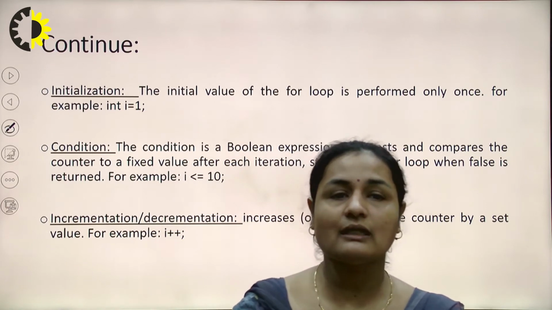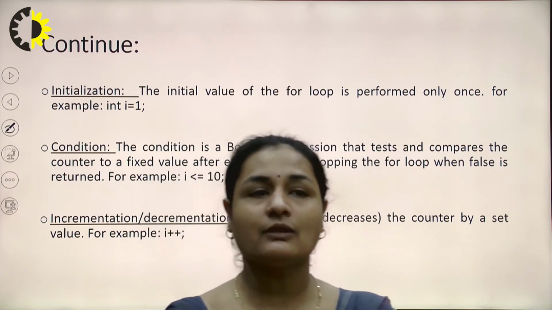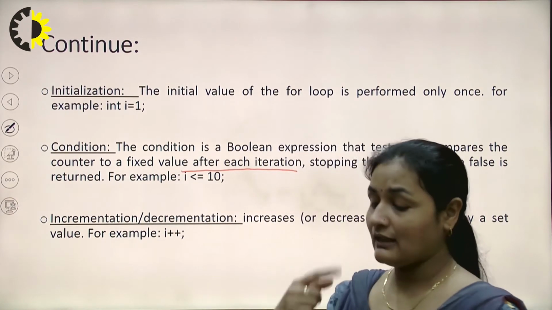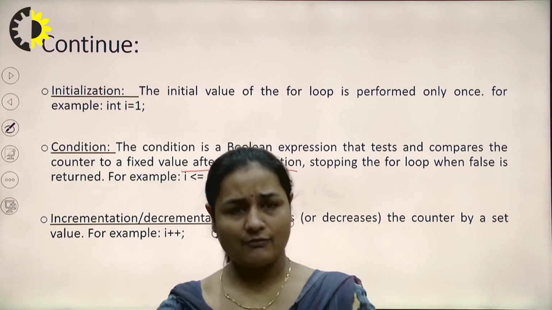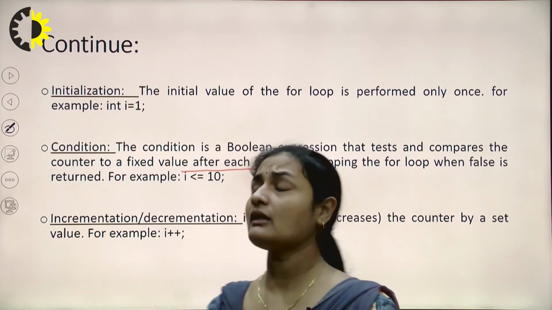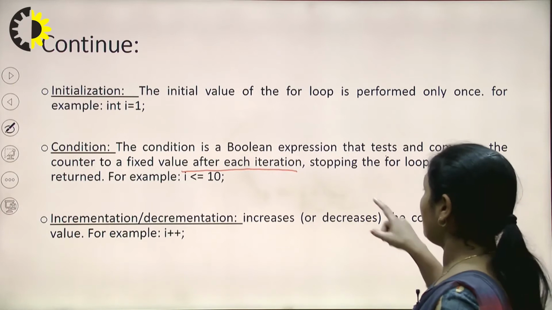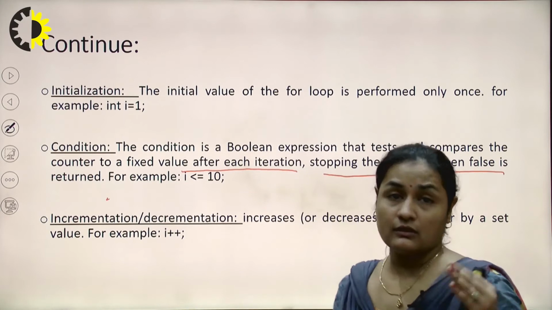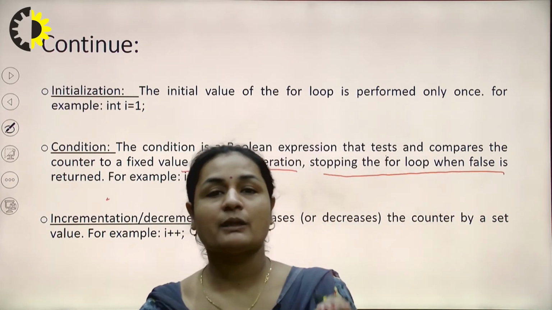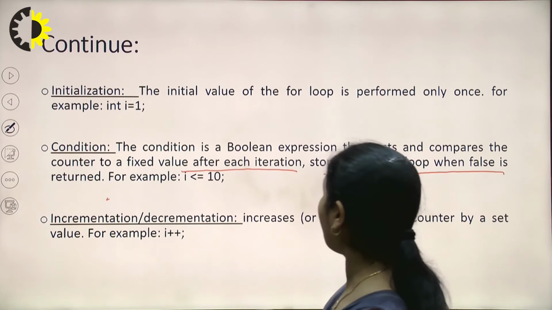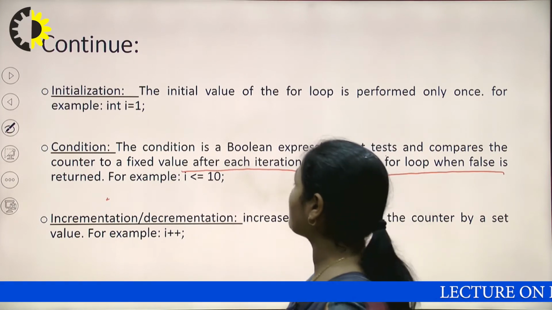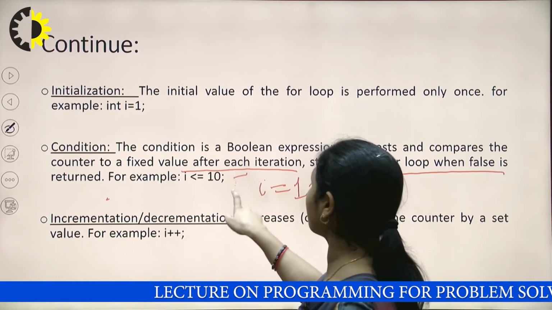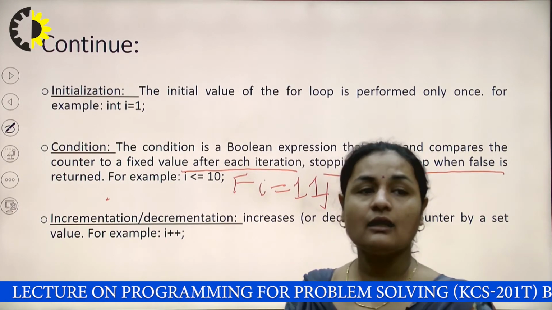Then the condition. It is the Boolean expression that is used to test the counter against a fixed value after each iteration. When the loop is executed one time, then after each iteration, the condition is checked. The for loop will stop when the condition becomes false. For example, if we write i is less than or equal to 10, when the value of i is greater than 10, that is 11, then the loop condition is false and we return from that loop.